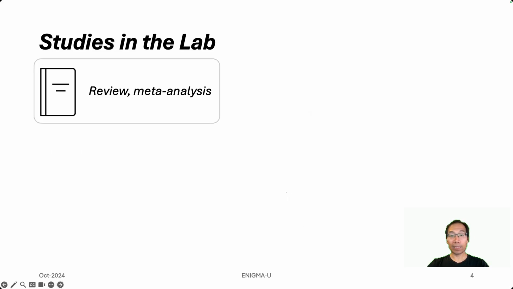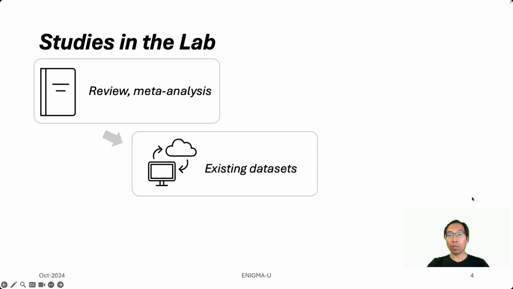After the review, meta-analysis, and mega-analysis, we will have the first answer to our research question. More specific hypotheses may also be there. Thus, we move to our second approach, using available datasets. It can come from either existing datasets in the lab or publicly available datasets.